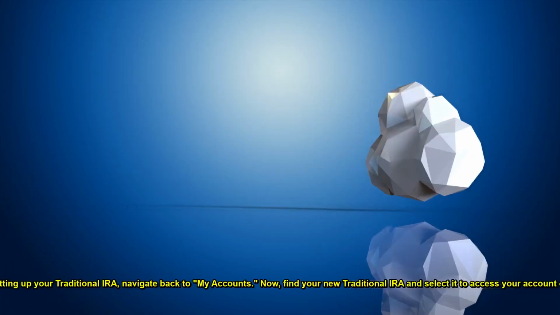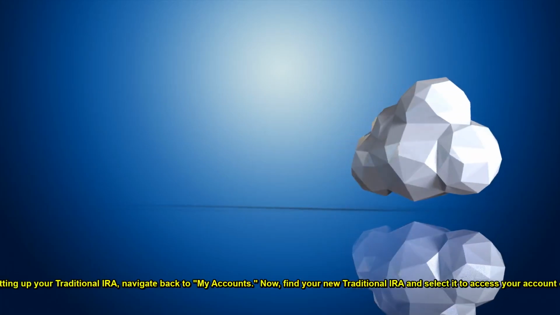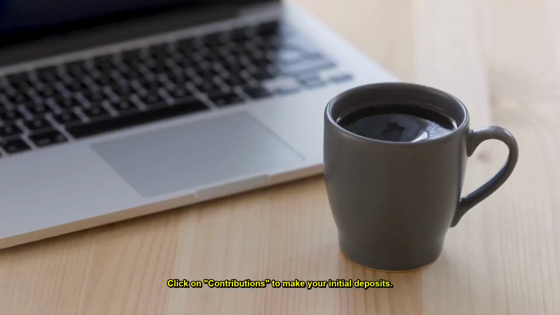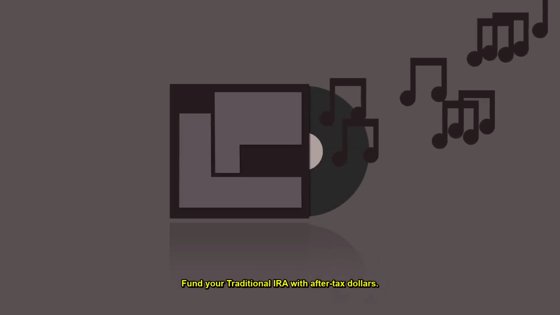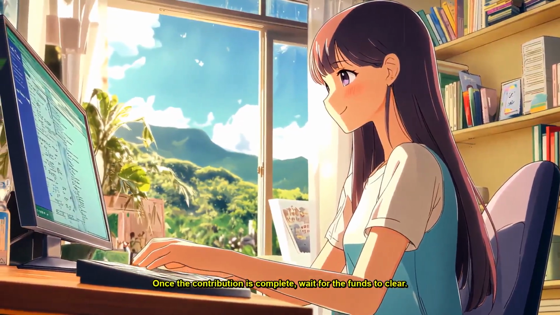After setting up your traditional IRA, navigate back to My Accounts. Now, find your new traditional IRA and select it to access your account options. Click on Contributions to make your initial deposits. Fund your traditional IRA with after-tax dollars. Once the contribution is complete, wait for the funds to clear.